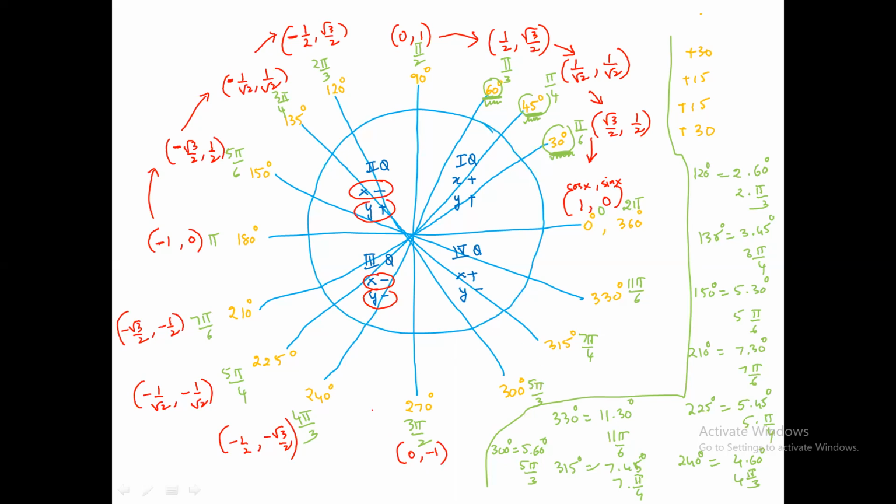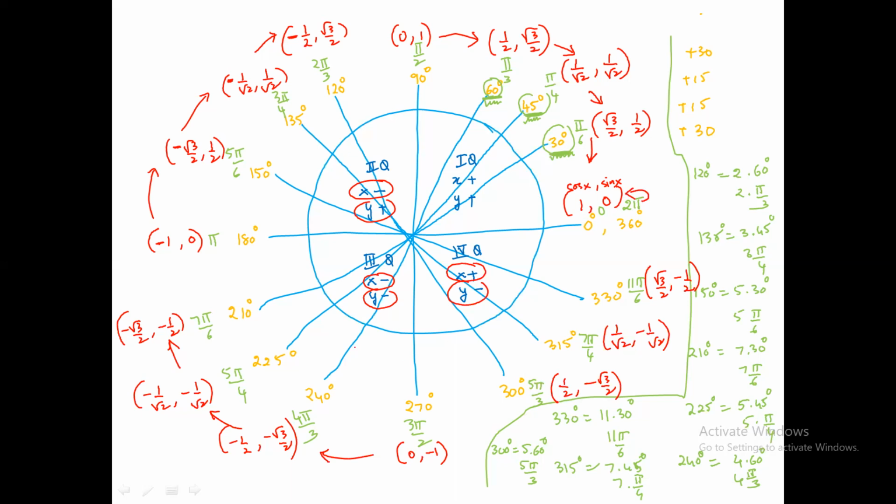Now for the fourth quadrant, again I will go backwards. I will write the values in this way. But remember X should be positive and Y should be negative. So I will write 1 by 2, minus root 3 by 2. Next I will write 1 by root 2, minus 1 by root 2. Next I will write root 3 by 2, minus 1 by 2. And anyhow for 2 pi already done.